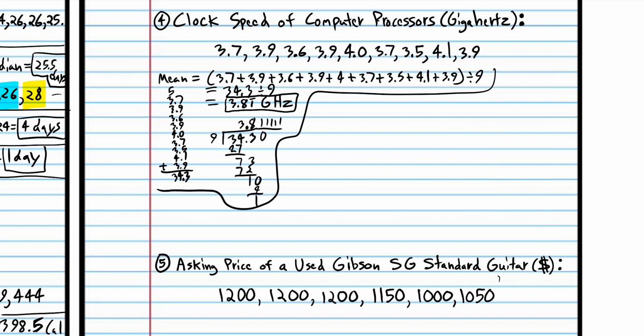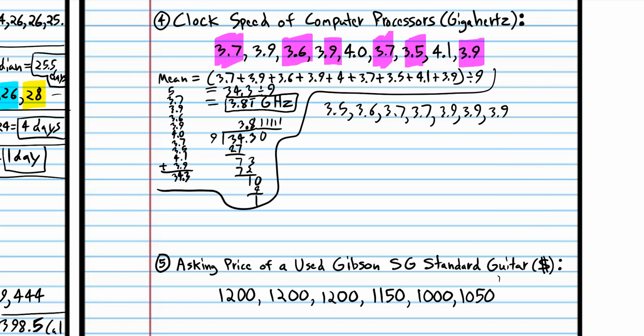All right, we're back. The smallest value is going to be, I believe, 3.5. Then we have 3.6. Then we have two 3.7s. And I'm going to go ahead and mark out these numbers as I find them, because there's a lot of numbers to keep track of here. All right, then we have many 3.9s. We have three 3.9s. 1, 2, 3.